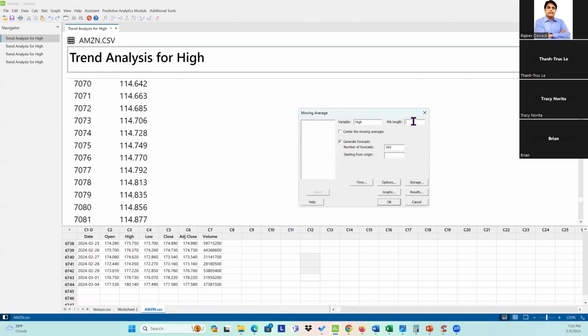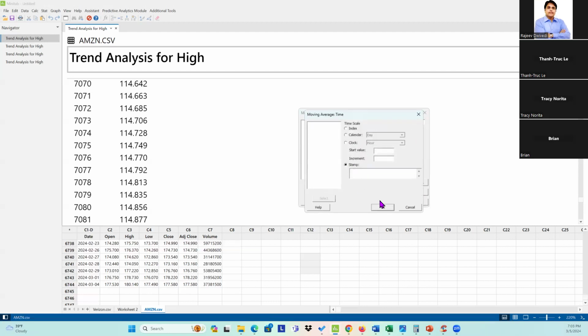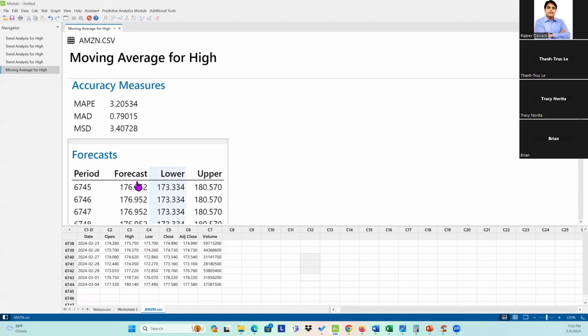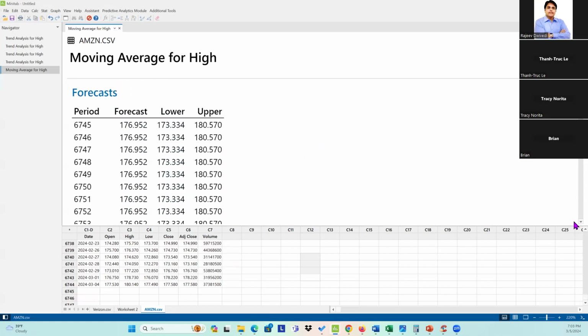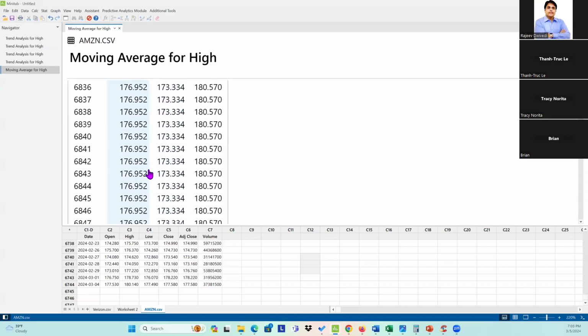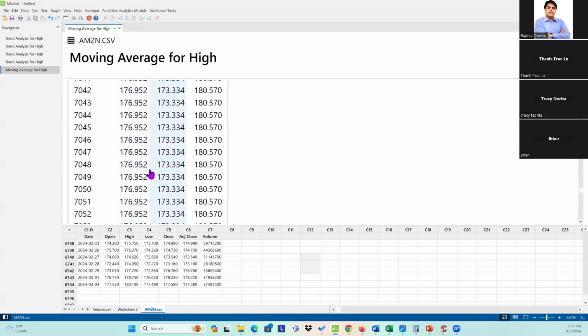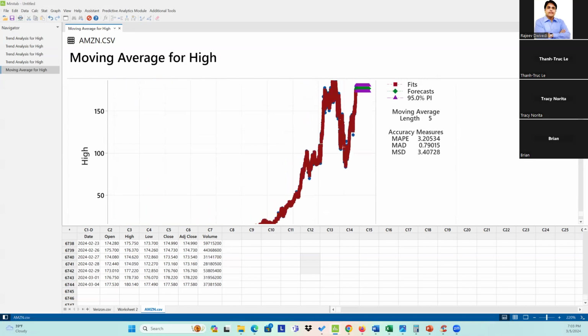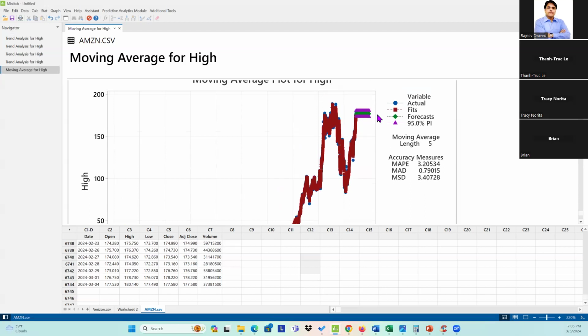Moving average length, let's say I take 5 moving average. And time I put stamp and I put date. So this is moving average. Now look into this. I do 5 moving average and see the forecasted value. Keep looking at the numbers, the exact same number for the next 365 days. And see the forecast is saturated, like stable, which is not happening.